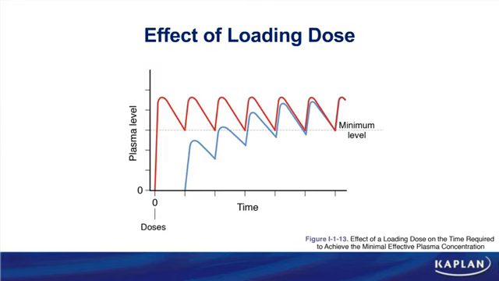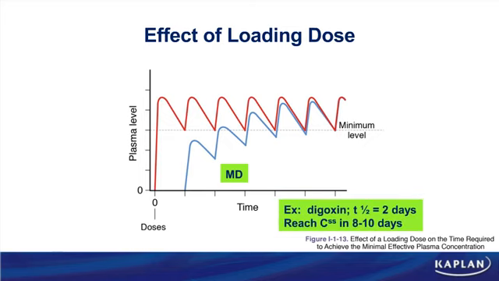In this graph, plotting time versus the plasma levels, we really see two different examples. The example at the bottom, showing only a maintenance dose, illustrates that it's going to take time to reach the minimum effective concentration. If we use the example of digoxin, a drug which has a half-life of almost 2 days, how long does it take digoxin to reach clinical steady state? Yes, 4 to 5 half-lives means 8 to 10 days before this drug reaches those levels that we call clinical steady state. That's a long time to wait.